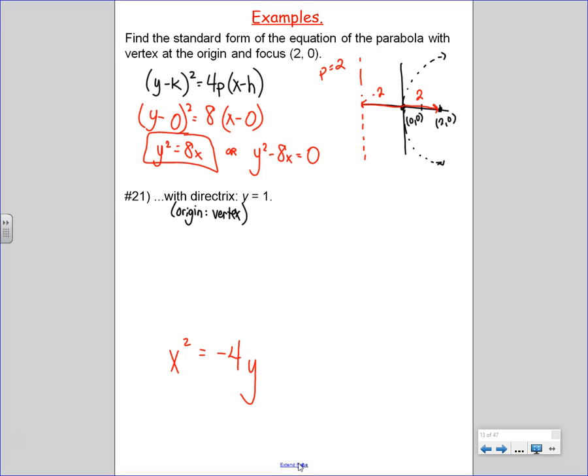Do you guys draw a picture? You didn't draw a picture, do that first. y equals 1, what does that mean? Is that a point or is that a line if it says directrix? It's a line. So do you have a horizontal line at y equals 1? There should be a horizontal dotted line at y equals 1. Then ask yourself, what makes sense? Is my parabola going up from the origin, down from the origin, right from the origin, or left from the origin? There's only one that makes sense.